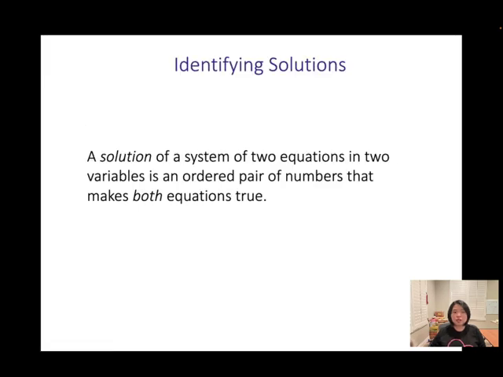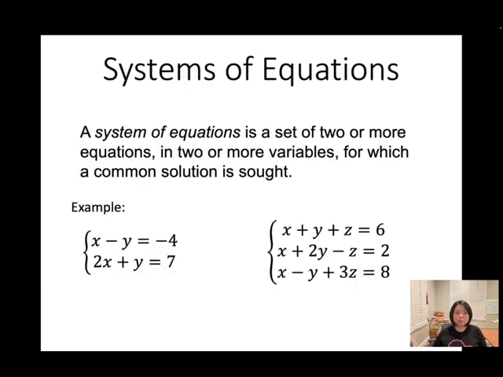Identifying solutions. A solution of a system of two equations in two variables is an ordered pair of numbers that makes both equations true. So for example, if I have an ordered pair that is the solution of this system of equations, when you plug it into both equations, you are going to get a true statement.